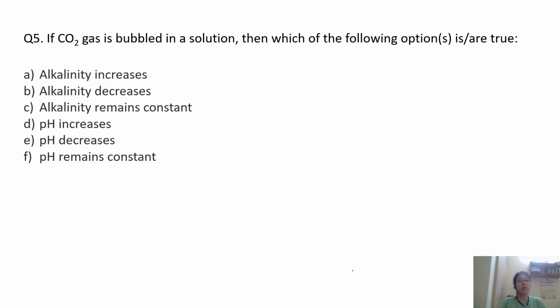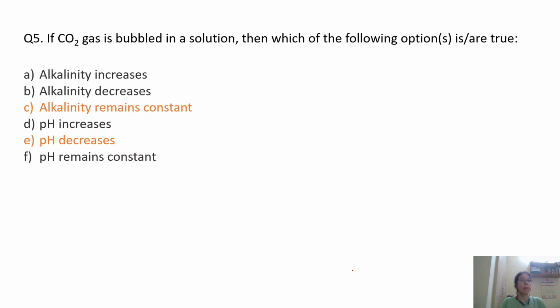If CO2 gas is bubbled into the solution, then which of the following options are true? We are bubbling the CO2 gas. So alkalinity increases, decreases, or remains constant, and the same thing about pH: if it will increase, decrease, or remain constant. You can pause the video and try to understand what this CO2 gas will do in the water body. So option C is alkalinity remains constant and pH decreases.